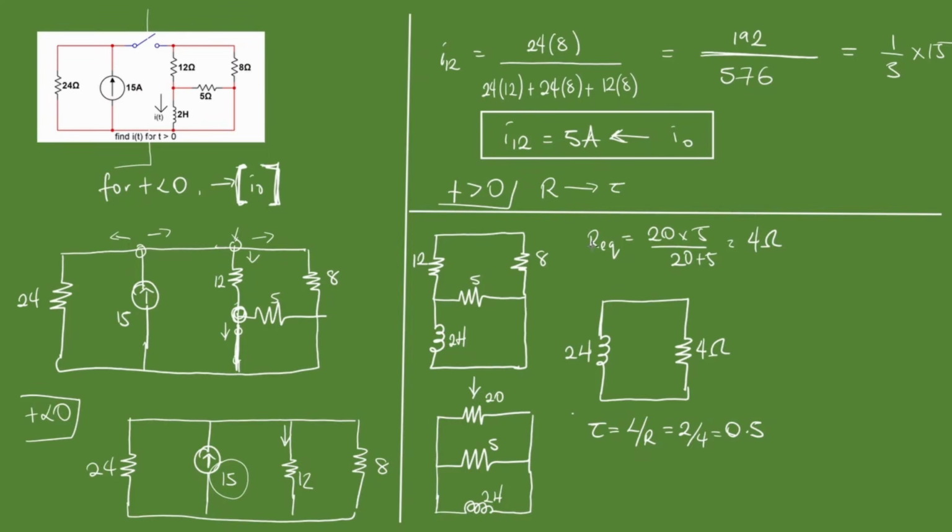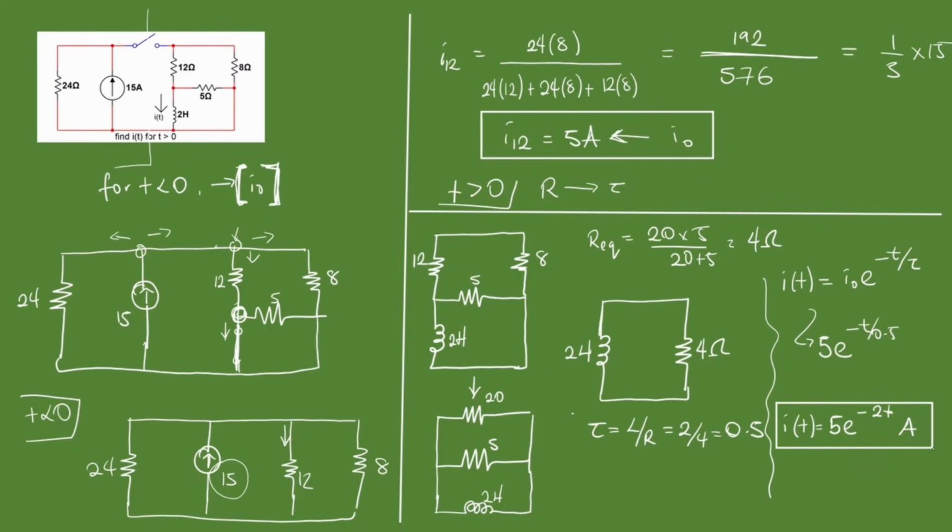Remember that our initial current I naught is 5 amps. So we can put that into our general expression. I of t for all time is I naught e to the minus t over tau. So that's going to give us 5 e to the minus t divided by 0.5. We're dividing by half, so we can take 2. So that's going to be I of t is 5 e to the minus 2t amps. Very simple.